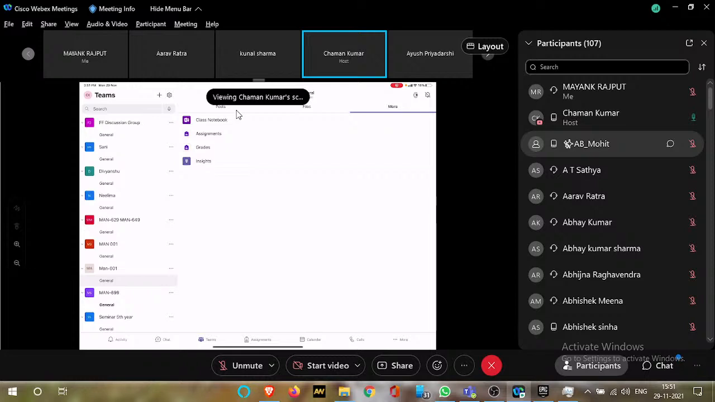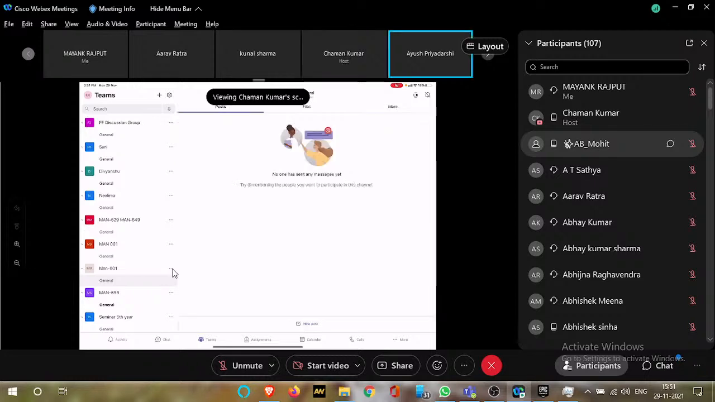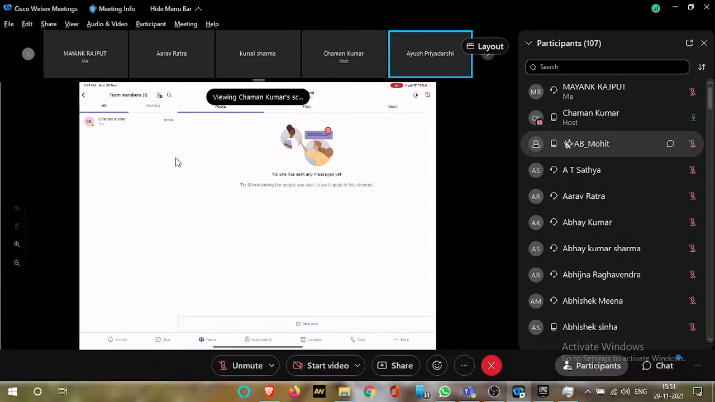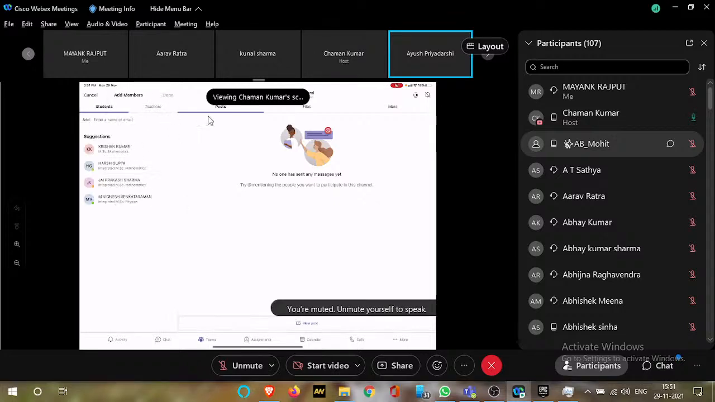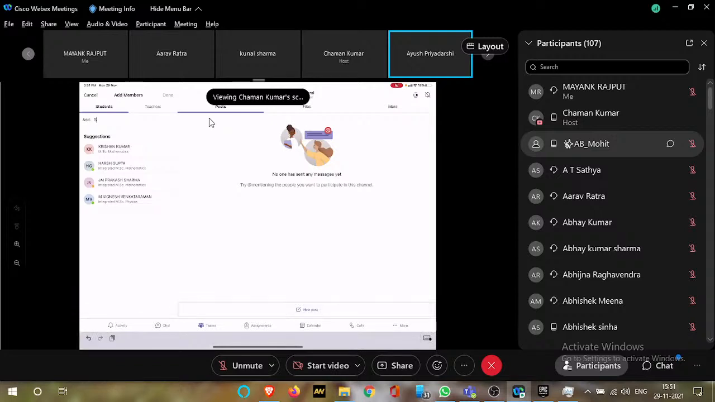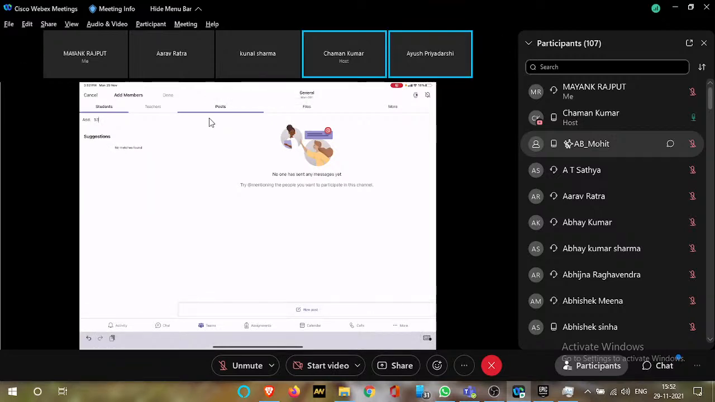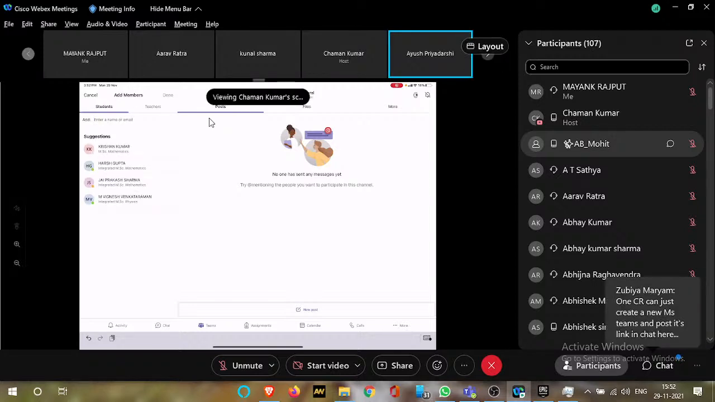So the three dots on the right of MAN 001, you click on that, and then there will be an option of manage team members. Yes, sir. Manage members, and then here there should be an option to add. If I write S3, I do not get the members. I think you'll have to add them individually. Individually? That is a very cumbersome task.